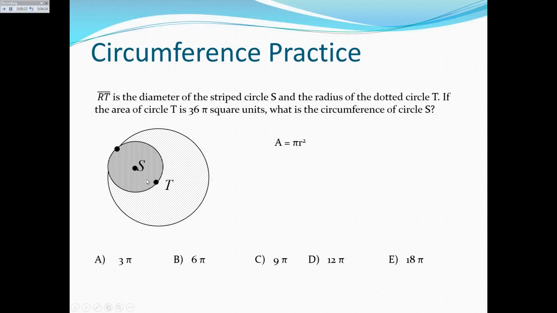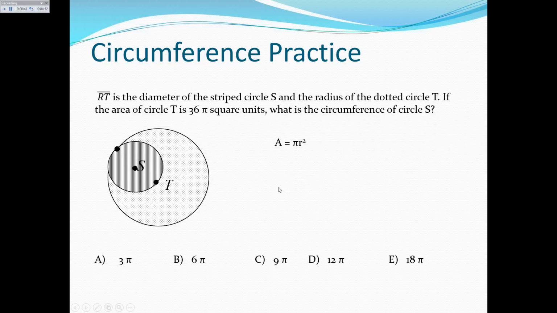So this amount right here is both the diameter of that little circle and the radius of the bigger circle. If the area of circle T, the big circle, is 36 pi square units, what is the circumference of this one?